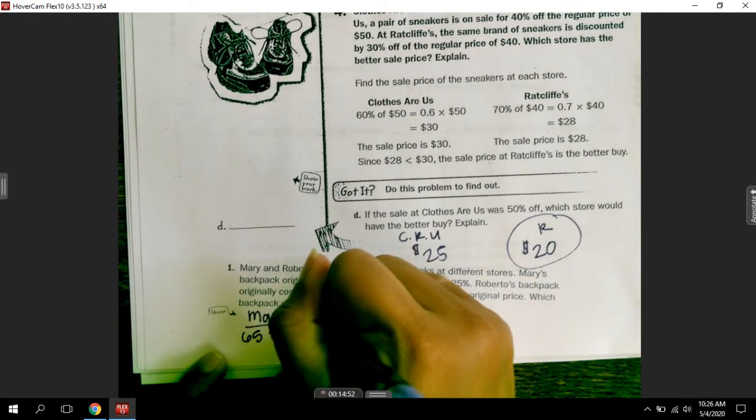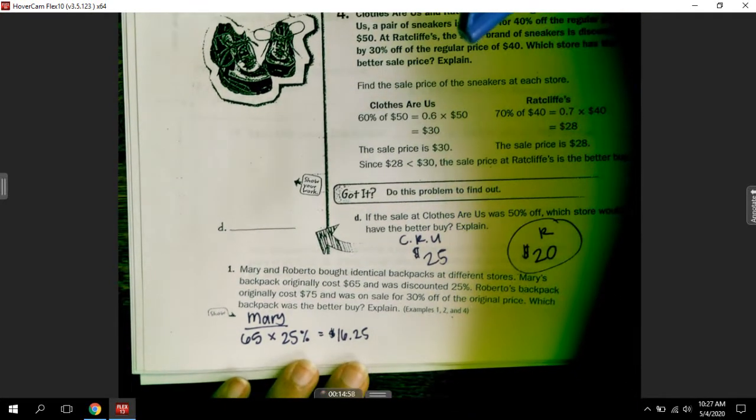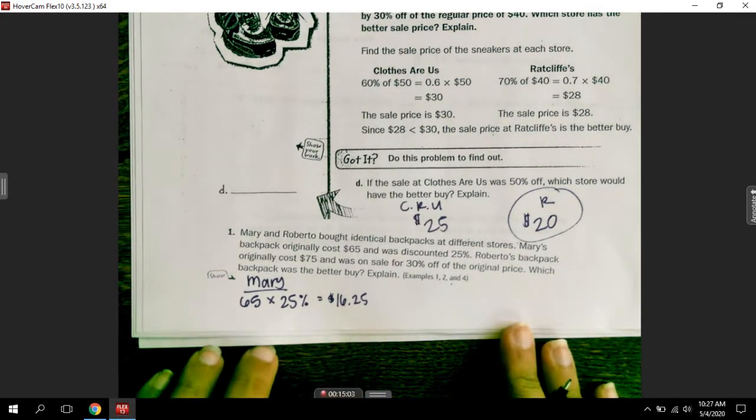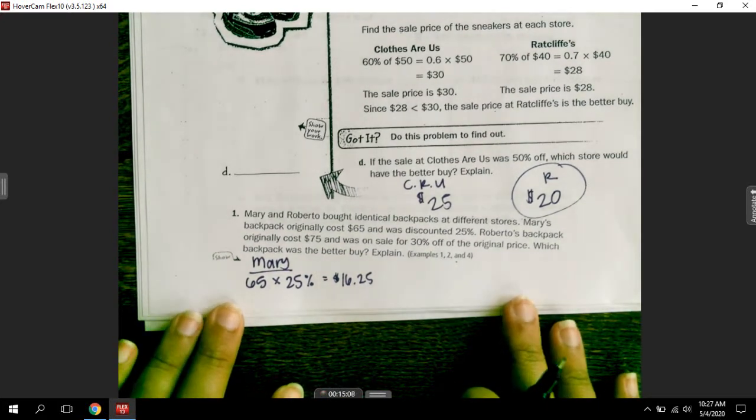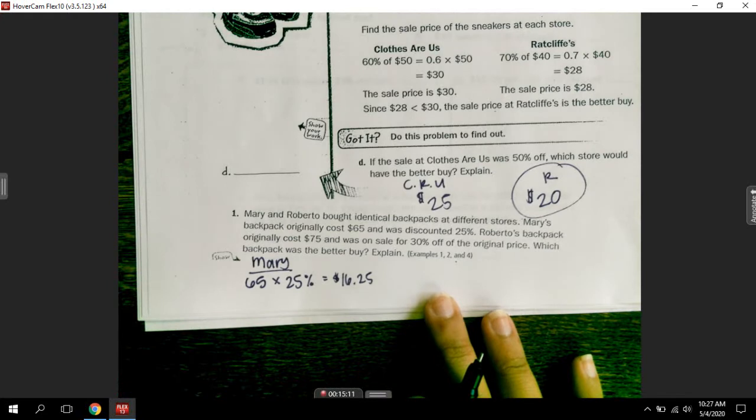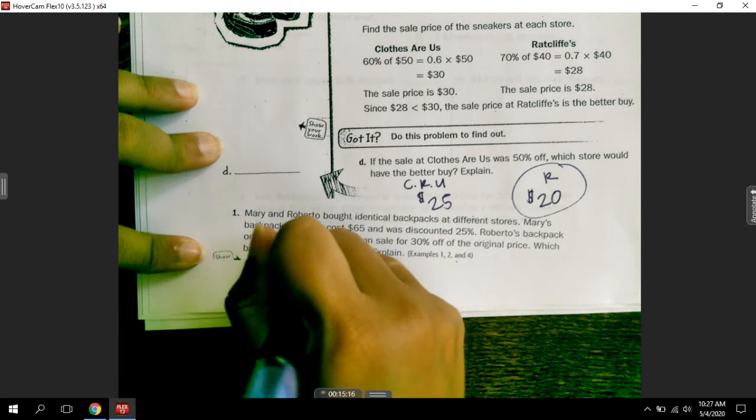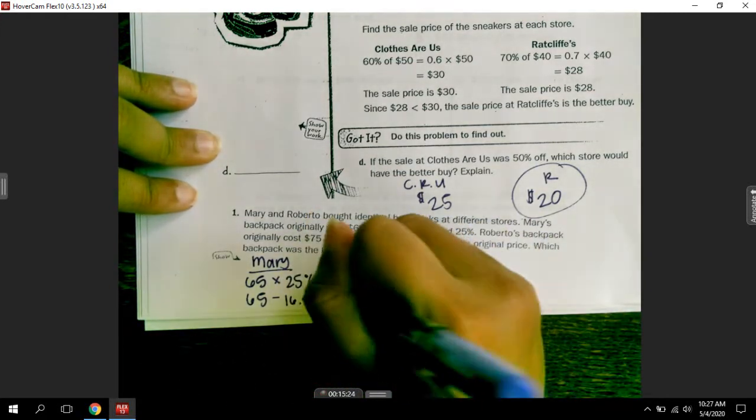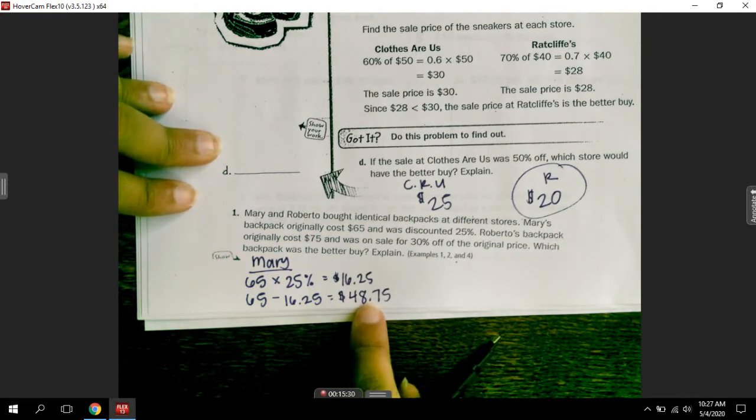So that's $16.25. So that means it's $16.25 off. Okay. So how much is it? 65 minus 16.25. So it's on sale for $48.75. Okay. So Mary is paying $48.75.